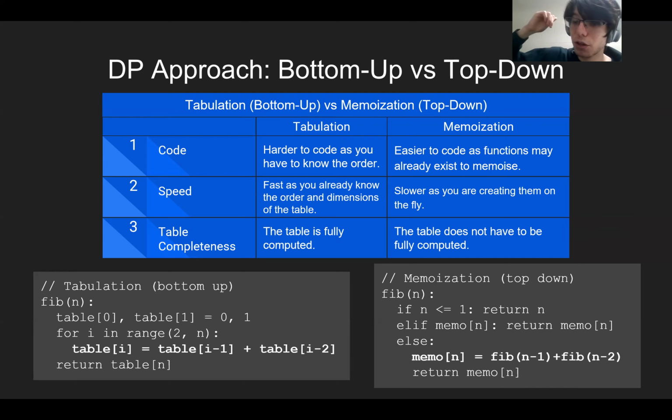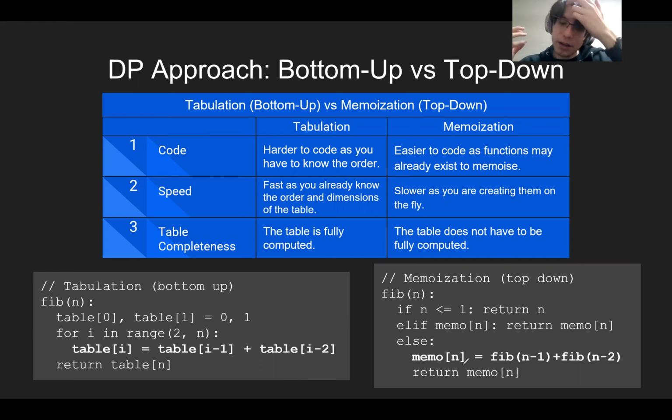Otherwise, if you have memoization of n already stored, you just return it. If it's not already stored, you have to go solve for Fibonacci of n minus 1 plus Fibonacci of n minus 2. But remember, that still won't require us to make that many function calls, because as soon as we get down to something that is stored, we're going to use this else if statement.